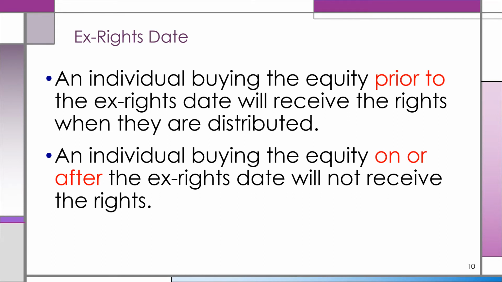Well, X rights means exclude rights. If you want to receive the rights, you should buy the equity prior to the X rights date. An individual buying the equity on or after the X rights date will not receive the rights.